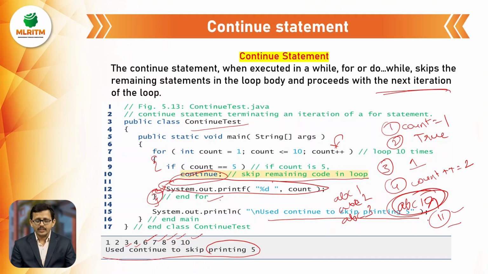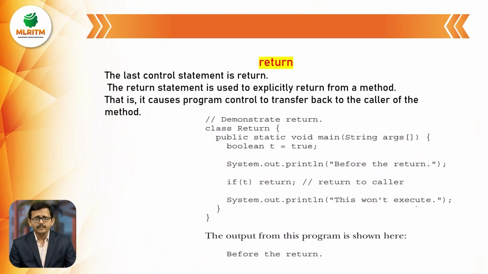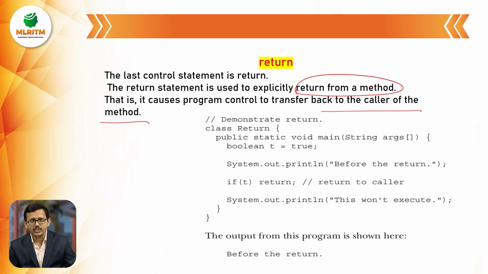Okay, after that we have the last control statement among the jump statements, that is return. The return statement is used to explicitly return from a method. Returning from a method causes the program control to transfer back to the caller of the method. This is widely used in recursion. We will see what recursion is when we deal with methods and functions in the next class.